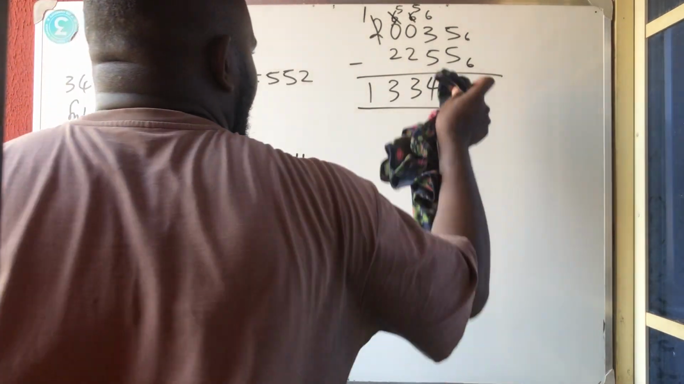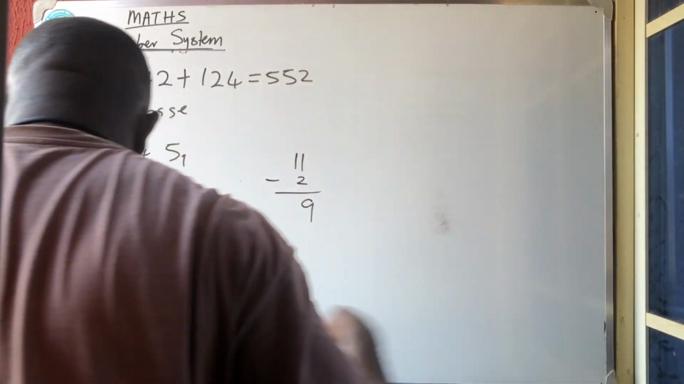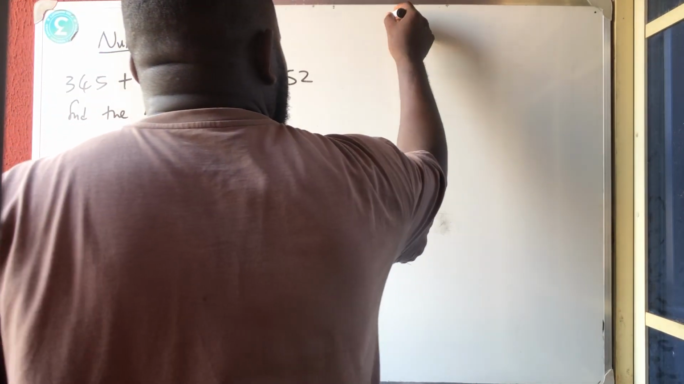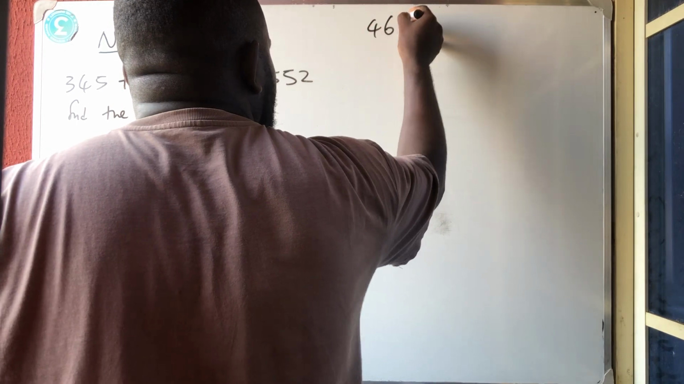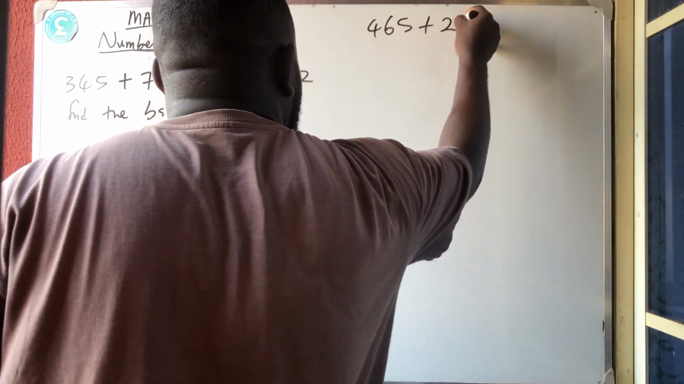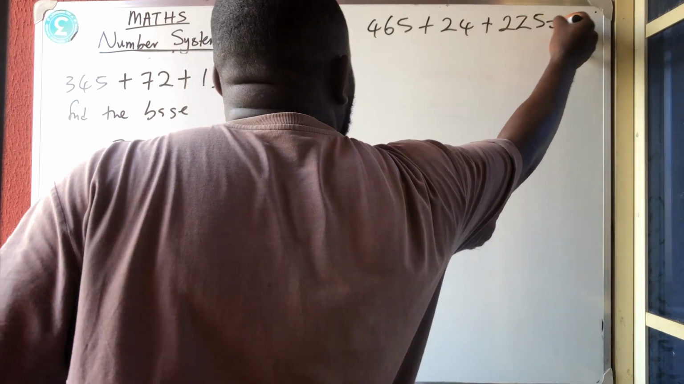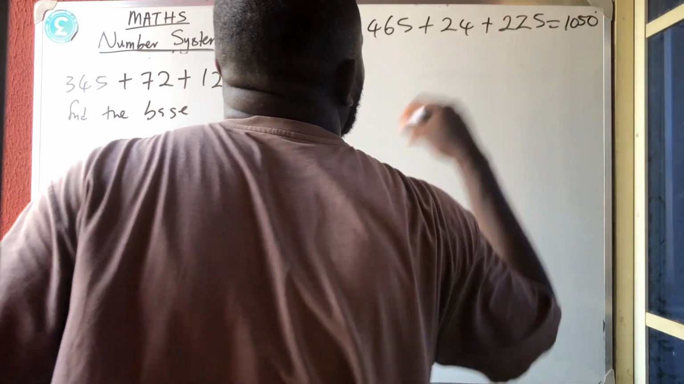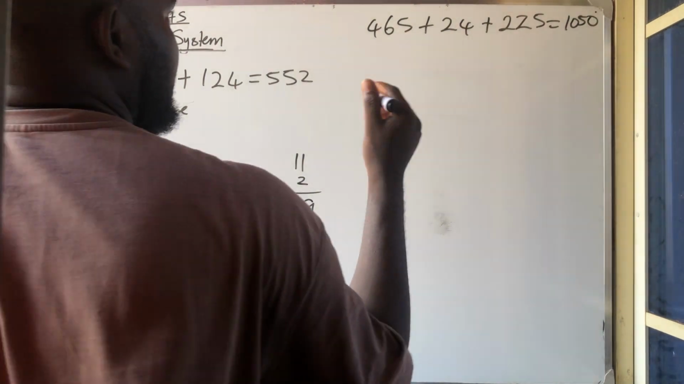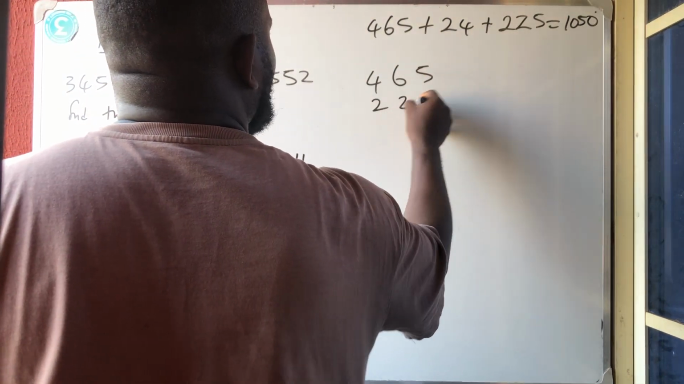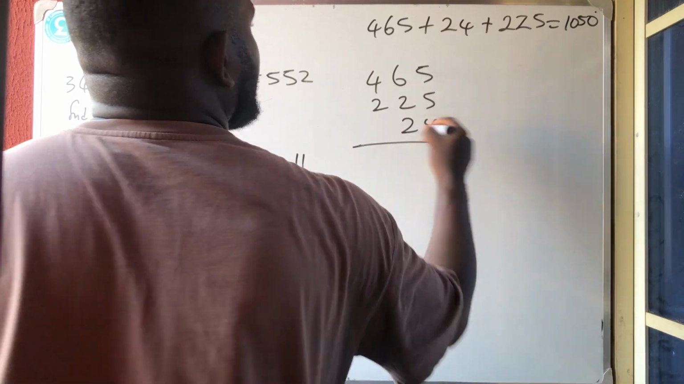Okay, let me try another one and know if this method will work. I just discovered this method now. They say 465 plus 24 plus 225 is equal to 1050. Then we should find the number base. Okay, so which is 465, 225, 24. Okay, so let's go.